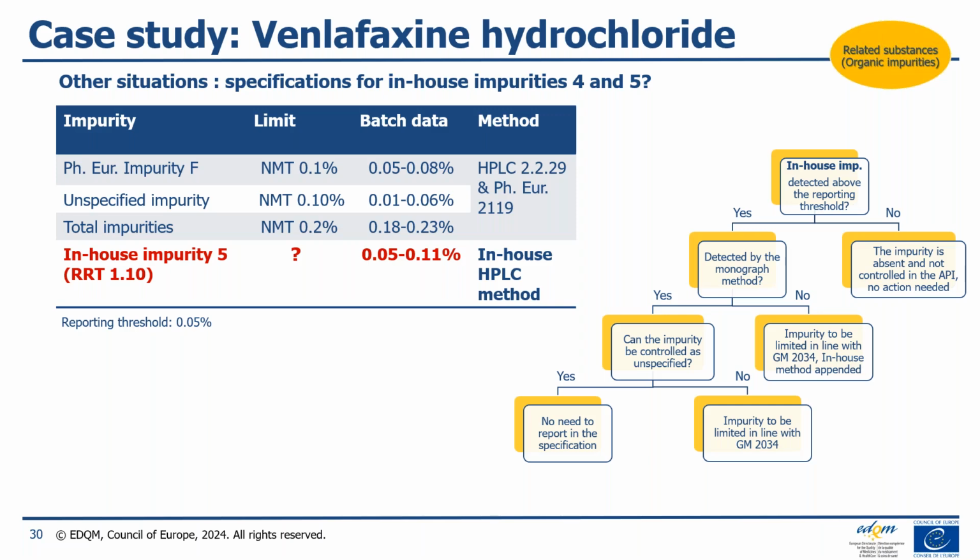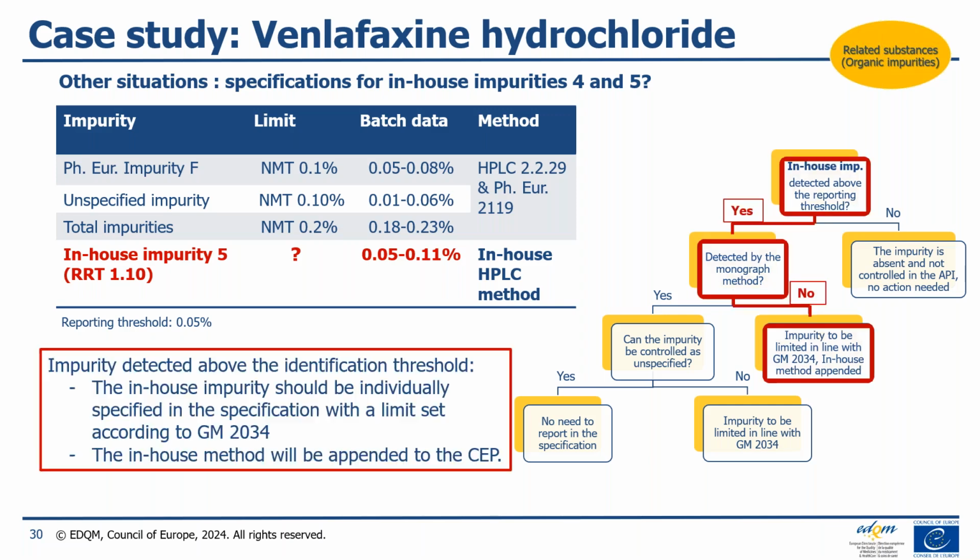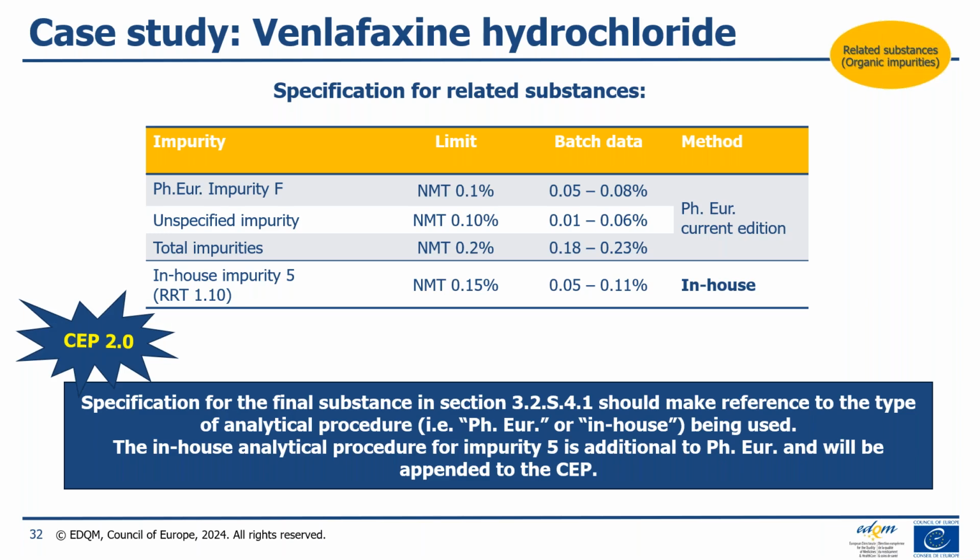So for in-house impurity 5, RRT 1.10, it's found between 0.05 and 0.11% using your in-house analytical method. So it has to be limited in line with General Monograph 2034, and the in-house method will be appended to the SEP. So a limit of not more than 0.15 can be implemented. Let's see how the specification will look.